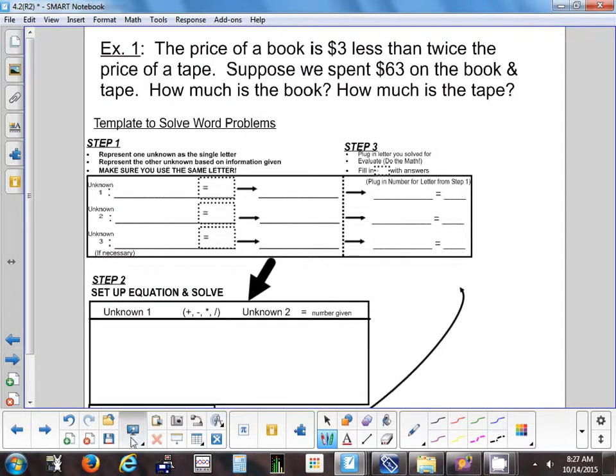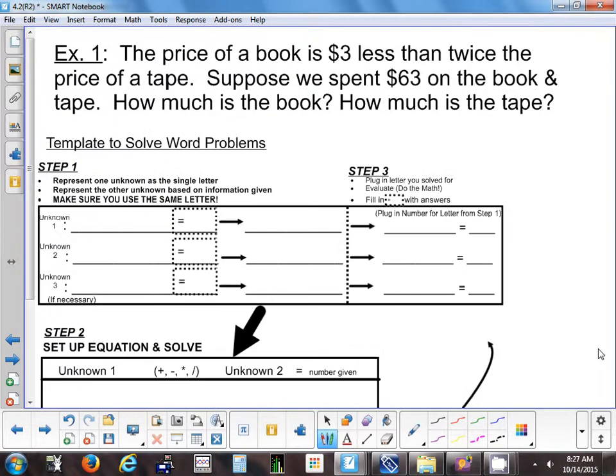So first thing we can decide is what we are trying to find. What are our unknowns going to be in this problem? The variables? Well, not yet. What 2 things do I have to solve for? The price of the book and the price of the tape. I'm going to put book and I'm going to put tape, just like I did yesterday. Book, tape. Just like we did yesterday. All right? Book and tape.